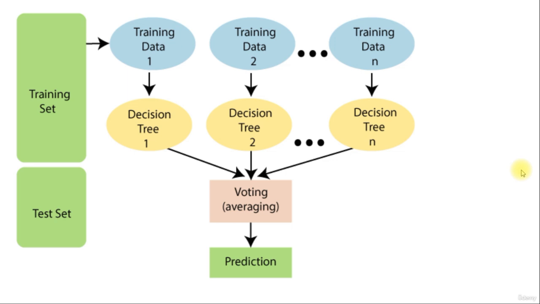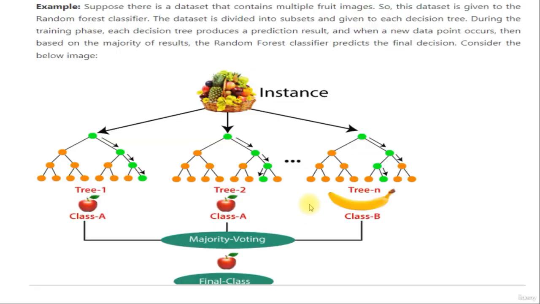Now this is a visual representation of how random forest works. So training dataset 1, training dataset 2, training dataset n. Now again you have a first decision tree, second decision tree and the nth decision tree. Now you take the voting or averaging of all the decisions given by these different decision trees on different subsets of training data. And finally after averaging you give the final prediction. Now this is how random forest works.